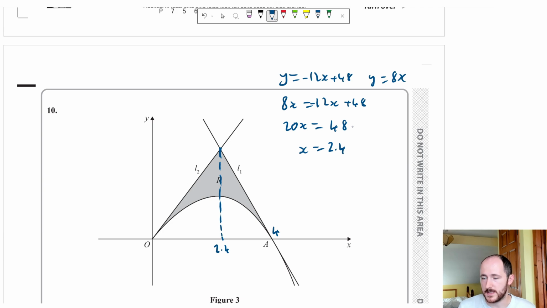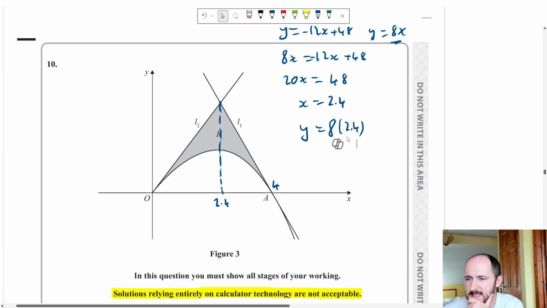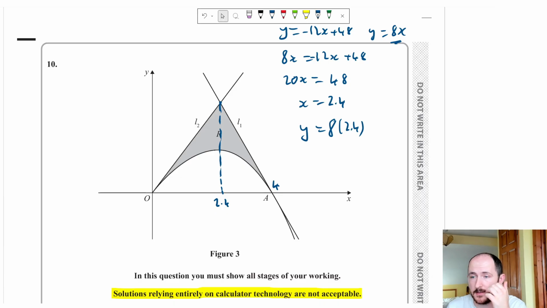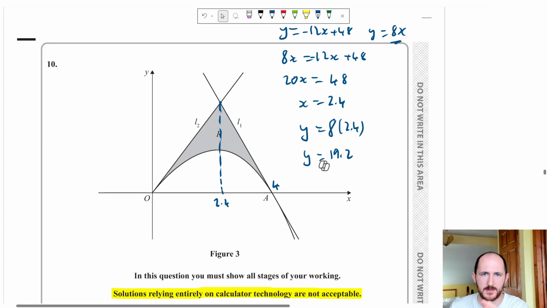Which means the y coordinate, if I sub that into this equation here, is 8 times 2.4. So that'd be 16 times 0.4, so it would be 16 plus 3.2, that'd be 19.2. To be honest, if you used your calculator just to times two numbers together, I'm sure they won't notice, so that's fine. So the coordinates there are 2.4 and 19.2.